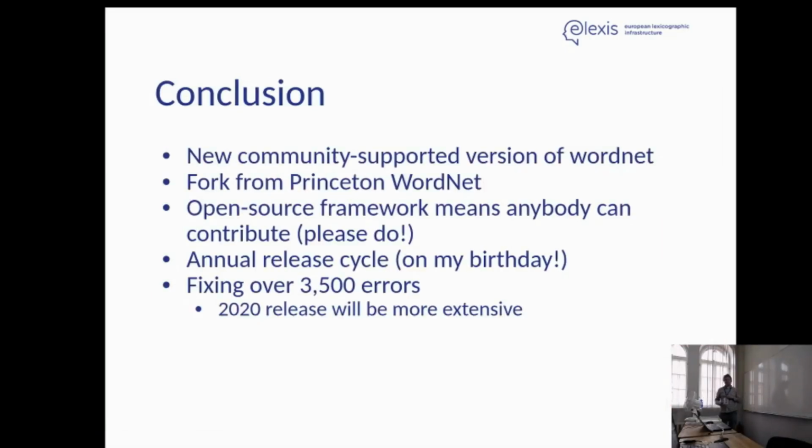I wanted to talk a little bit about this. So this was a new community-supported version of WordNet. We forked it off Princeton WordNet. It's an open source framework, so anybody can contribute. Please do. It's going to be released annually, so there's going to be new English WordNets every year on my birthday. It happened to be a coincidence, but it's a nice coincidence that I think we'll keep to. And in 2019 we fixed 3,500 errors. 2020 will fix even more than this. And that's kind of all I have to tell you this morning.